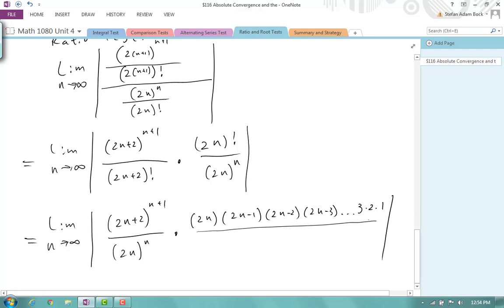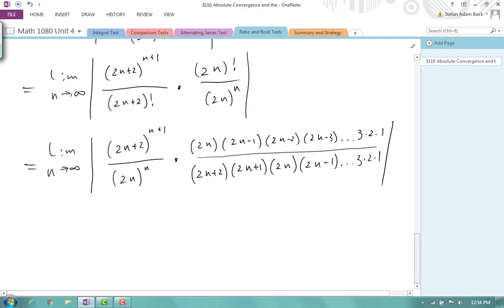And on the bottom, I have 2n plus 2 factorial, which means I start with 2n plus 2, then I'll have 2n plus 1, then 2n, then 2n minus 1, dot dot dot, down until I get to 3 times 2 times 1. But what I see is that I can cancel a bunch of this stuff. I can cancel that one, and these. And in fact, I'm going to be able to cancel all the way down until I get to 1. So I have this junk down here left on the bottom.